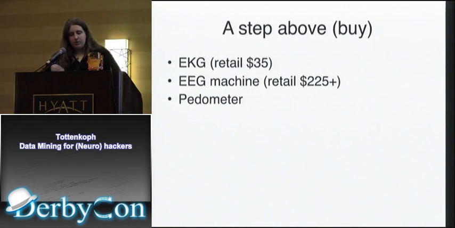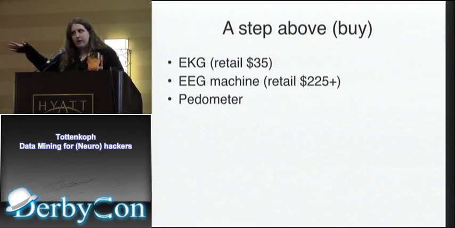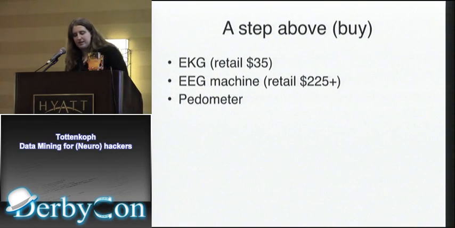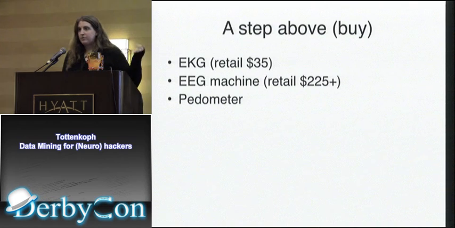You can also go a step above, buy your own EKG to track your heart rate. They retail at least $35 for the cheaper models. An EEG machine, which tracks your brain waves, is about $225 plus. And then a pedometer, which, how cheap are they now? They're probably like $10, $15 plus.